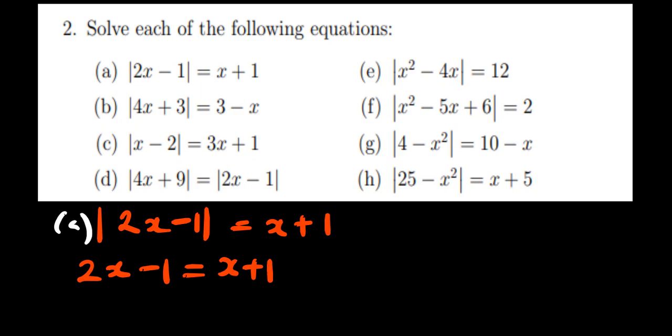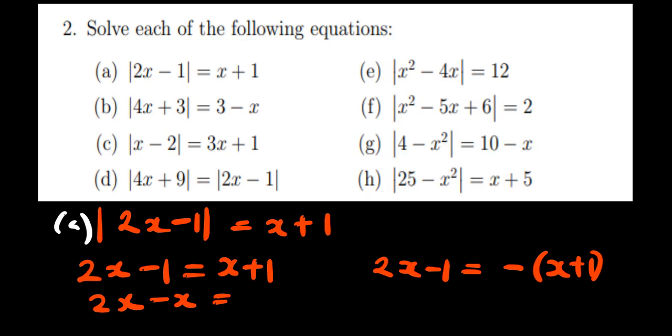Then on the other side, I can have 2x - 1 is equal to negative, in this case, (x + 1). Okay, so then I solve these equations. So I'm going to have 2x, when I take the x to the other side, becomes negative x, is equal to 1. When I take the negative 1 to the other side, it becomes a positive 1. So 2x - x, that's just x, is equal to 2.